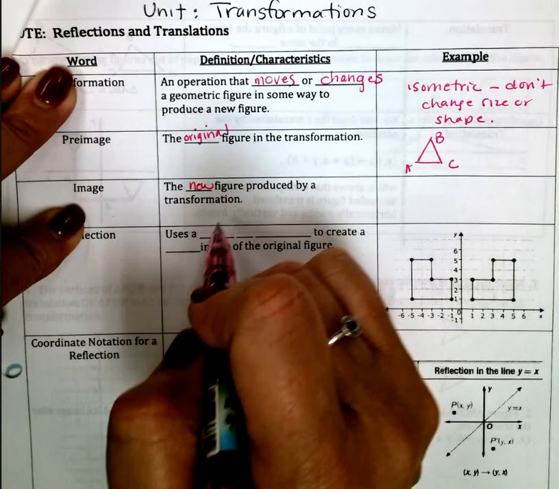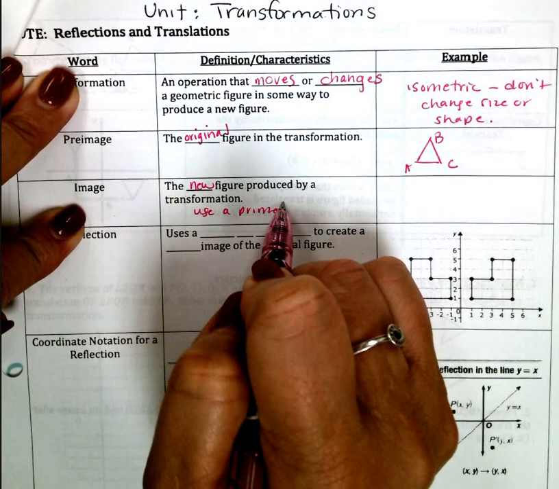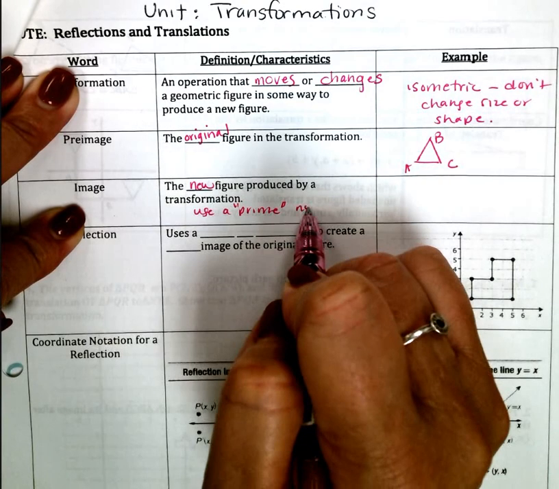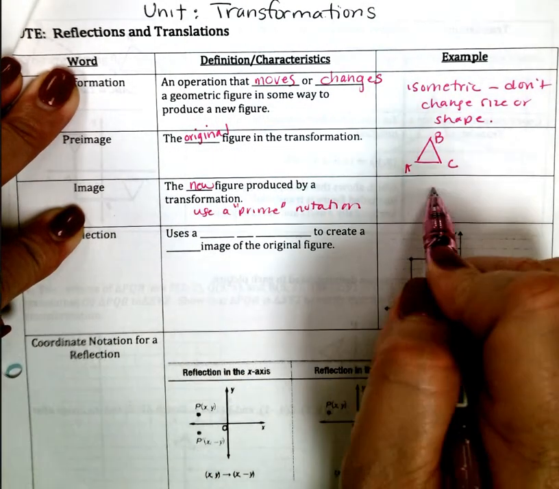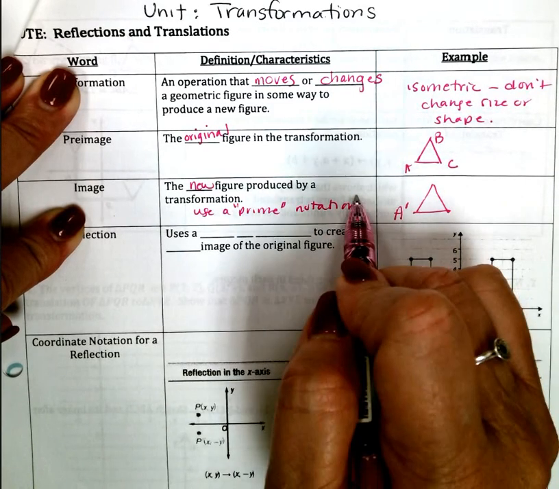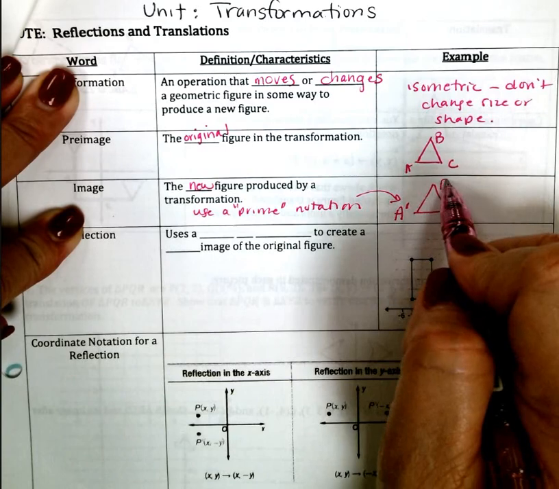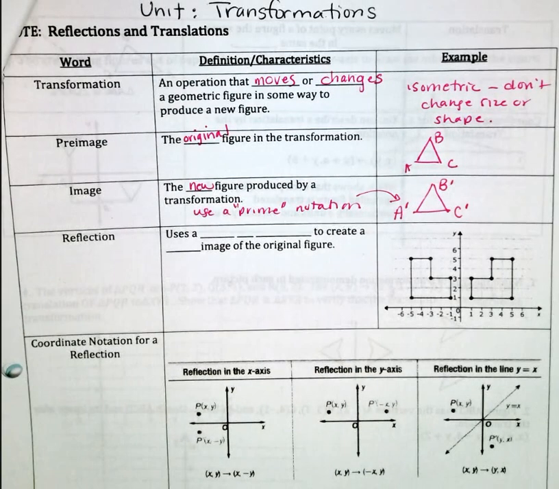When we do this, you're going to use a prime notation to show the new figure. That means, let's just say we moved him across the plane. The prime notation is this little prime right there. That's the prime notation. This indicates he is the moved figure, or our new figure, or our new image.